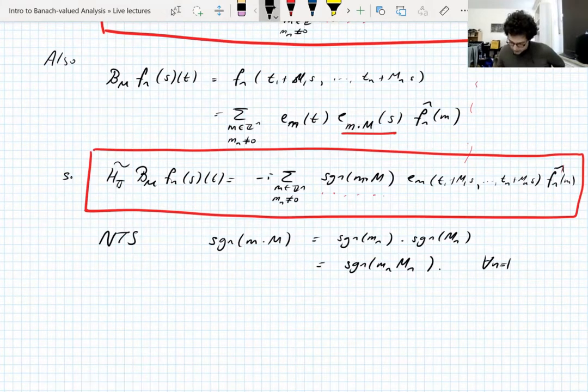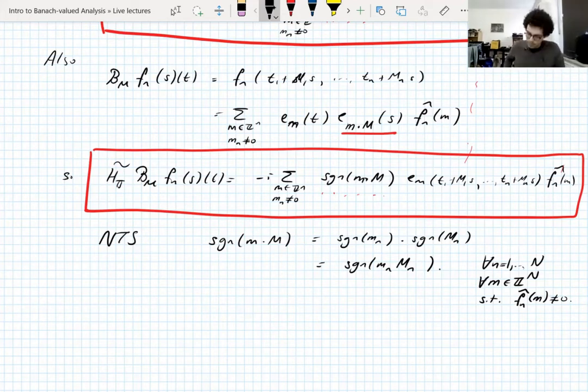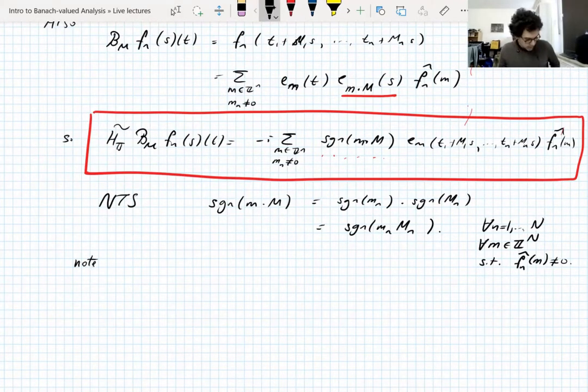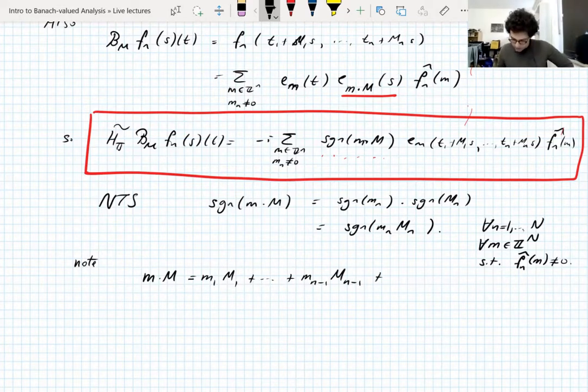We need this, of course, for all n up to capital N. We need it for all capital N tuples of integers M such that the Fourier coefficient at M does not vanish. And this is where we're going to use the assumption of rapid increase of these M sub n's in absolute value. If you write out M dot capital M as M1 capital M1 plus dot dot dot M_{n-1} capital M_{n-1} plus M sub n capital M sub n, we're comparing the sine of this with the sine of that. And what we want is that the last term in this sum determines the sign. And this will happen when the last term dominates the rest of the sum in absolute value.